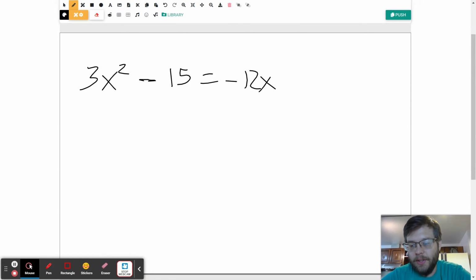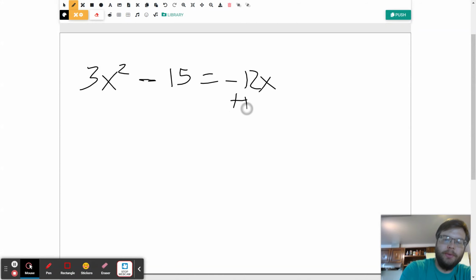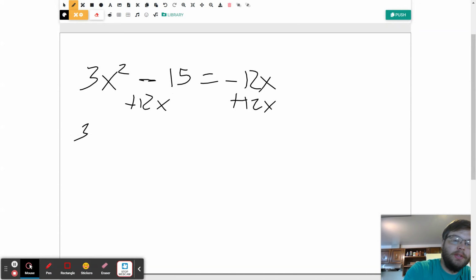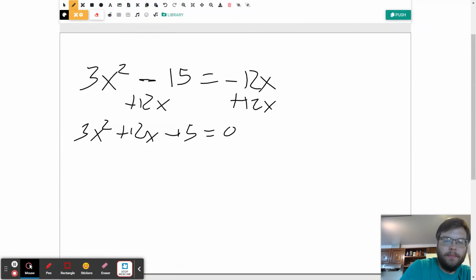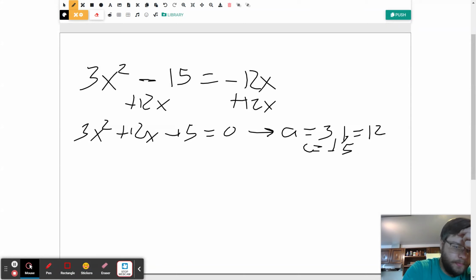First thing you notice, I hope, is that it's not equal to 0. So we can't use the quadratic formula until it's equal to 0. So I'm going to add 12x to both sides. So now I have 3x squared plus 12x minus 15 equals 0. Now it equals 0, so I can go ahead and identify my a equals 3, b equals 12, and c equals negative 15. So we set up the quadratic formula.